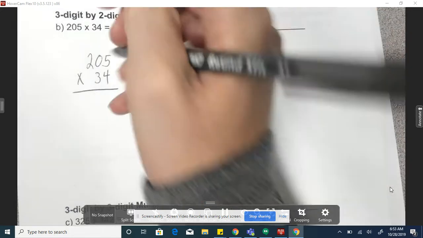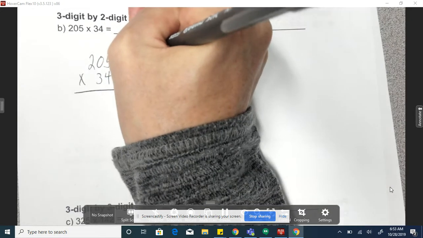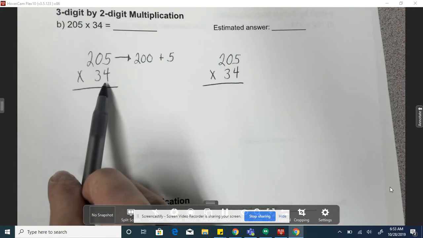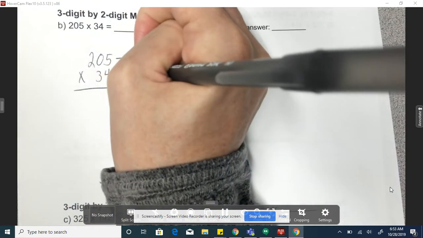We're going to write 205 in expanded form. I know 205 expanded form is going to be 200 plus 5. And now we're going to write 34 in expanded form. I know it's blurry. It's going to figure itself out. It's early this morning. So we're going to write 34 in expanded form as 30 plus 4.